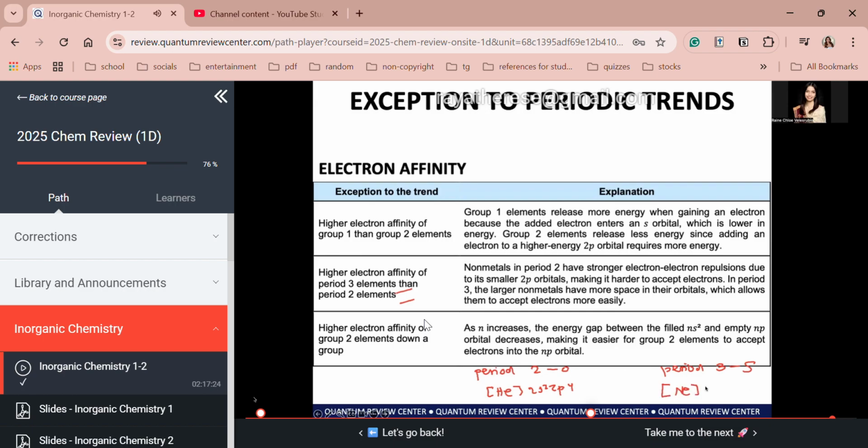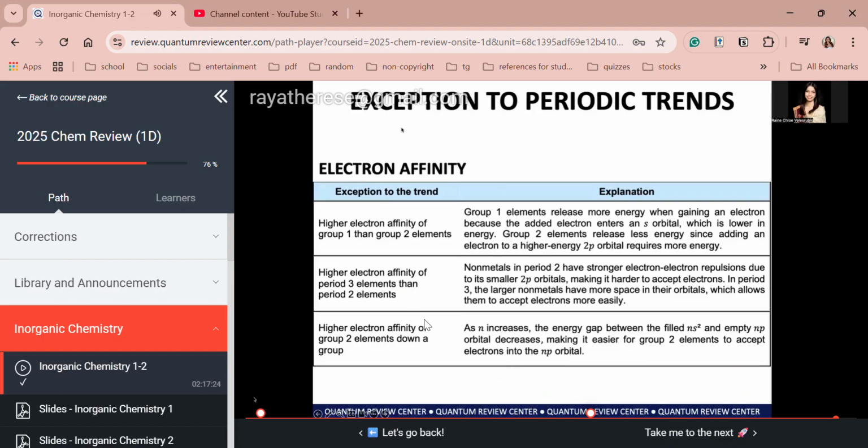Neon, 3s2, 3p4. Now, kay oxygen guys, stronger yung electron-electron repulsions kasi mas maliit yung energy level niya, mas maliit yung orbitals niya guys, 2p lang, hanggang 2p lang. Kaya, mas mahirap na magtanggap ng more electrons. Whereas for period 3, such as sulfur, larger siya than oxygen, right? Because its n is equal to 3. So, mas may space si sulfur para tumanggap ng more electrons. That's why, higher ang electron affinity ng period 3 elements than period 2 elements.